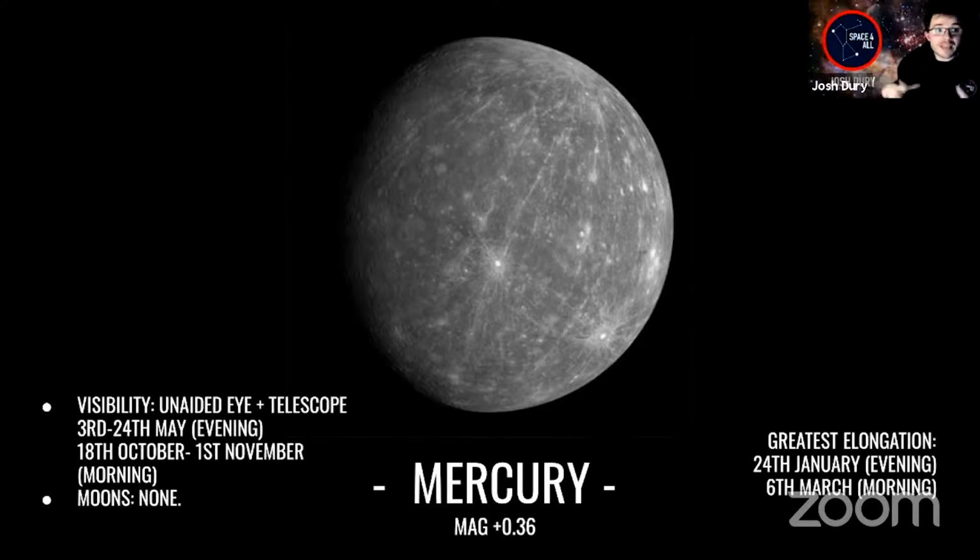Whereas if you get magnitudes of objects in minus figures, they appear super, super bright in the night sky, and they're very easy to see. So that's just worth bearing in mind throughout the talk.